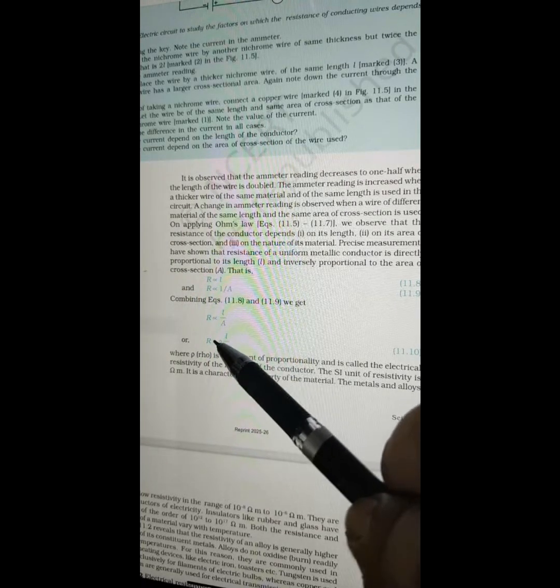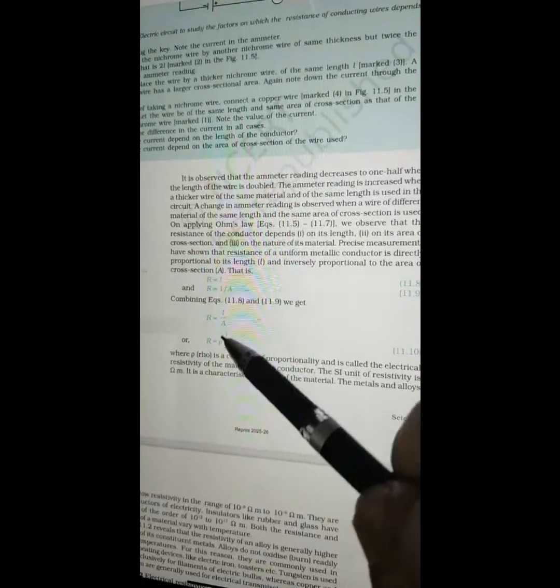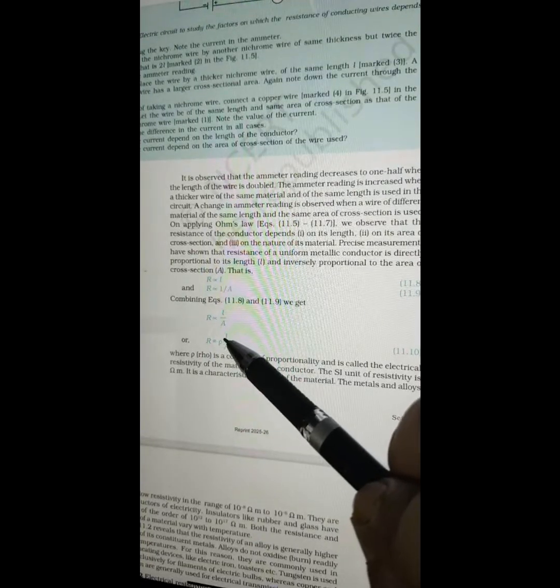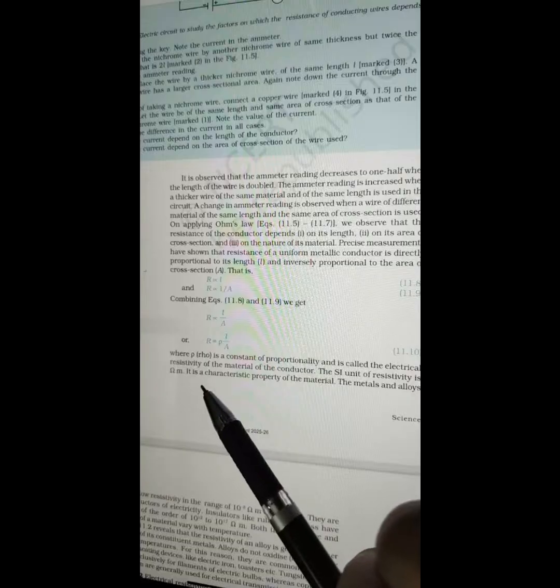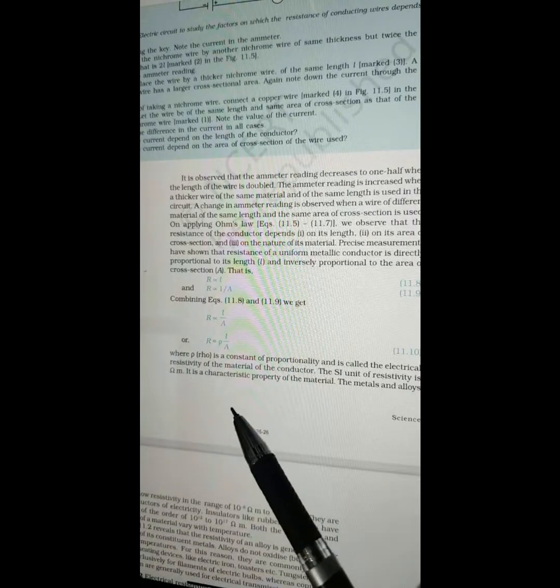The proportionality sign can be replaced by using the sign rho: R equals rho L by A. Here rho, the Greek symbol, is a constant of proportionality and is called the electrical resistivity of the material of the conductor. The SI unit of resistivity is ohm meter. It is a characteristic property of the material.